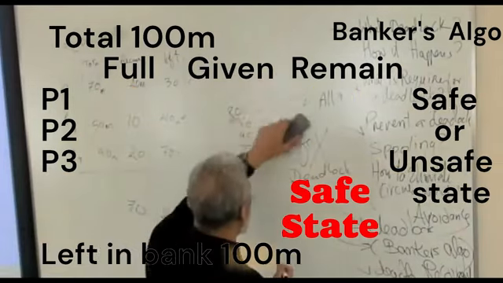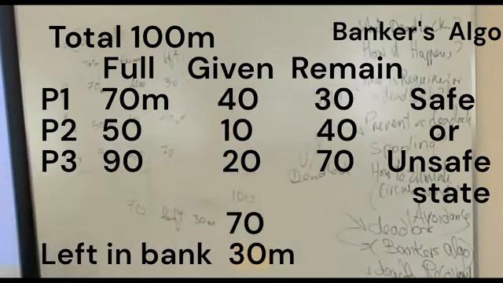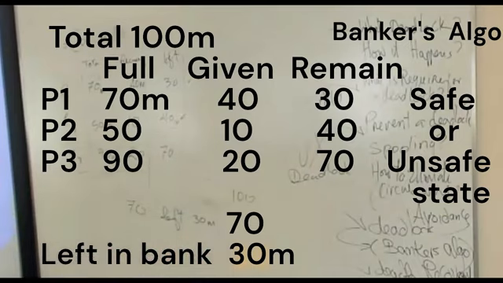Now, let me look at another situation. Let's say this guy comes up and says, I need 20 million. This is now the situation we're in. Should we give them the 20 million? Okay, let's pretend we gave him the money, and then we see if our bank, which right now is safe, is going to remain safe or not after we give him the 20 million.